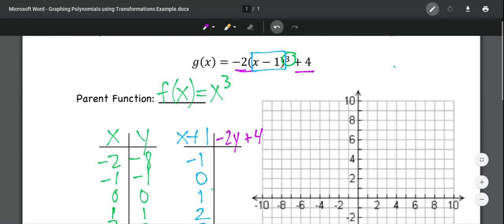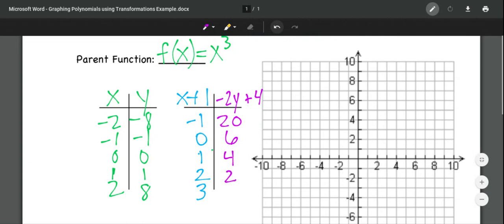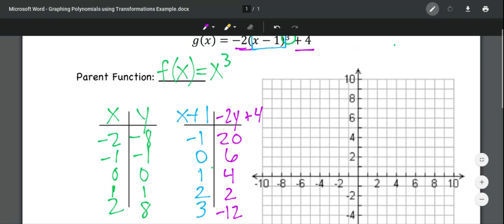So -8 times -2, I'm using my y values over here. -8 times -2 is +16, plus 4 is now 20. -1 times -2 is +2, plus 4 is 6. 0 times -2 is 0, plus 4 is 4. 1 times -2 is now -2, plus 4 is 2. And then 8 times -2 is -16, plus 4 is -12. And I now have my new transformed points that have been shifted right, reflected, vertically stretched, and shifted up.